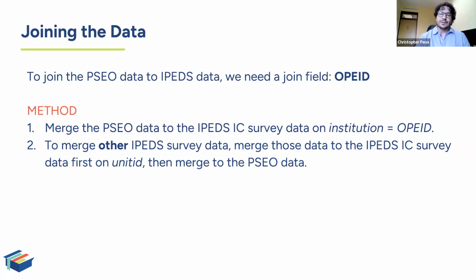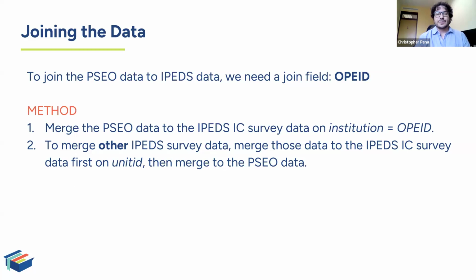Okay, so once you have the IPEDS data, how would you actually merge it with the PSEO data? Well, to do that, you need a join field. You need something that they share in common to bring those record sets together. If you're familiar with relational databases, then you know that when we have two tables, we need a similar column that we can use to join those two together. In this case, the join column is going to be the OPEID. That's the financial aid identifier that institutions receive from the federal government.